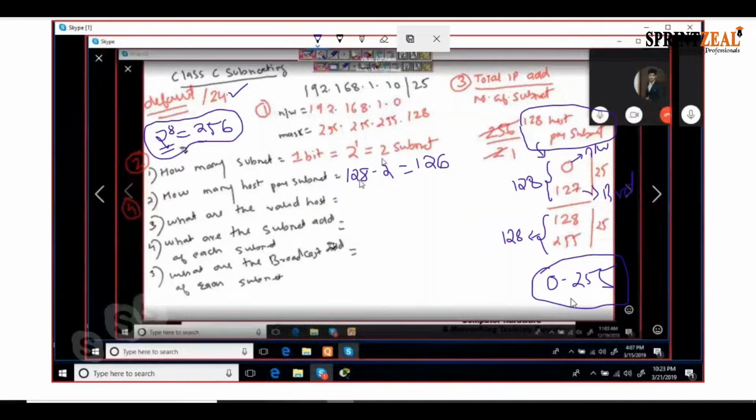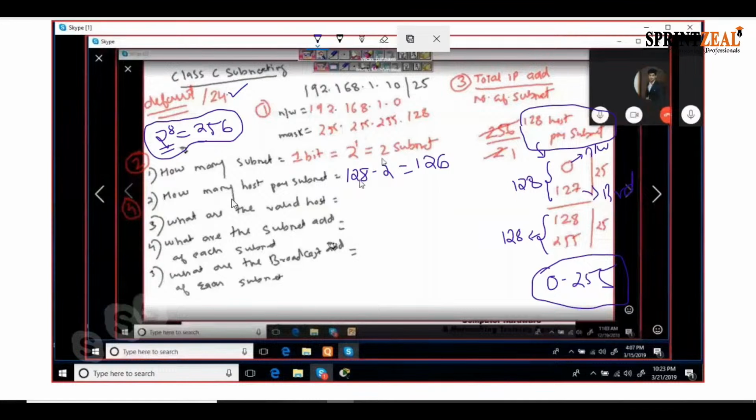Get it? Immediately make the block and understand what you are doing. All good. Done? Now step number 4.